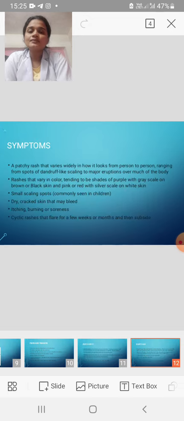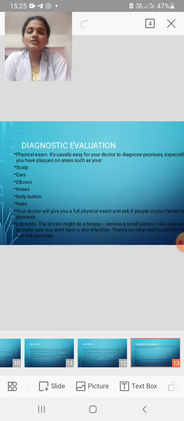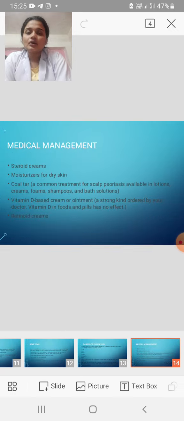The symptoms are small, dry, cracked skin, itching, burning of the skin, or soreness, and cyclic rashes that flare for a few weeks or months. Diagnostic evaluations are lab tests and examining the belly button, ears, elbow, knee, and nails. Physical examination we will see. Medical management: steroid creams, moisturizer for dry skin, vitamin D based cream or ointment.